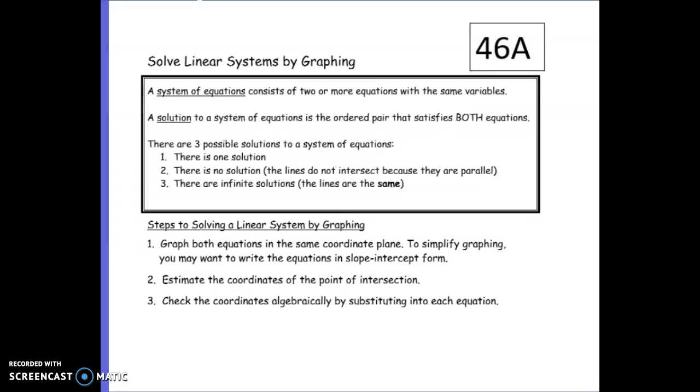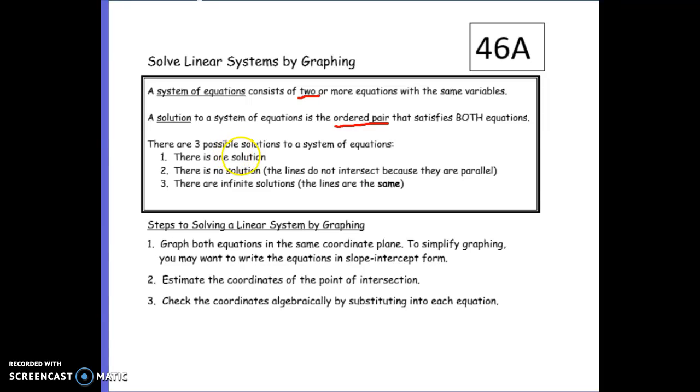Hey guys, today we're going to learn how to solve linear systems by graphing. A system of equations consists of two or more equations with the same variables. In Algebra 1, we're going to focus on two equations with two different variables. Most of the time we use x and y. A solution to the system of equations is the ordered pair that satisfies both equations.